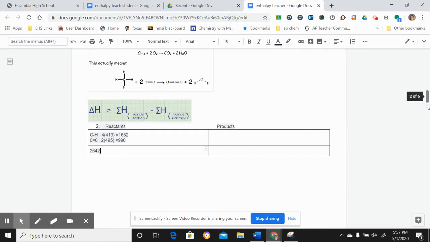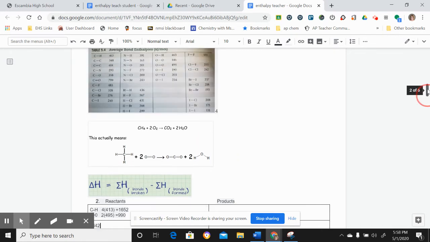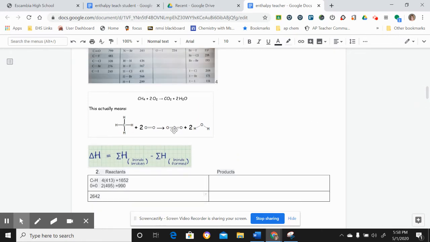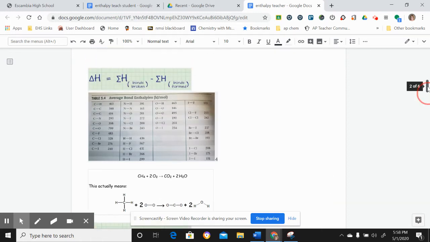On the product side, what do I have on the product side? I have a C double bond to an oxygen. C double bond to an oxygen. And how many bonds do you see there? I see two of them. I look up at the chart and I look for C double bond oxygen. I have 799.